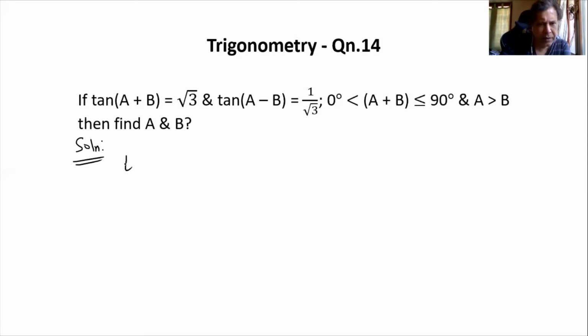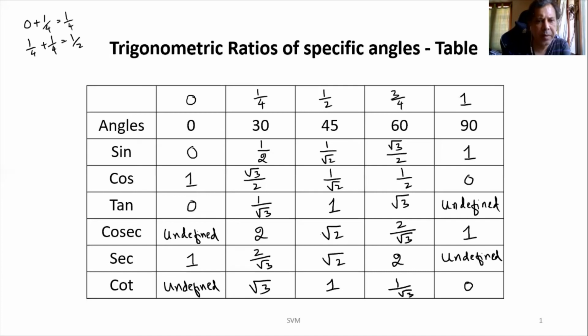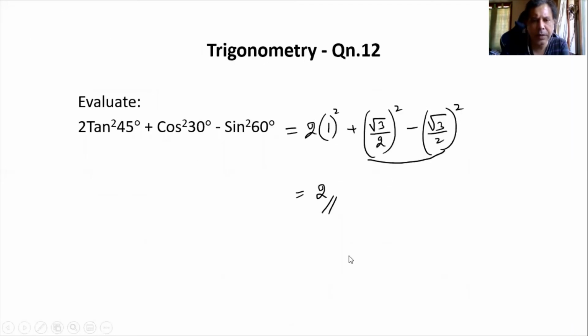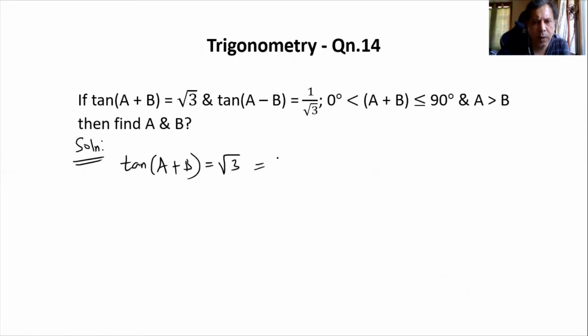First let us write tan of A plus B is given as root 3. Now let us go back and see where root 3 is available in the table. If we look into the tan row, root 3 comes for tan 60, that means tan 60 is root 3. So this should be equal to tan of 60 degrees. From this, I can imply that A plus B should be equal to 60 degrees.